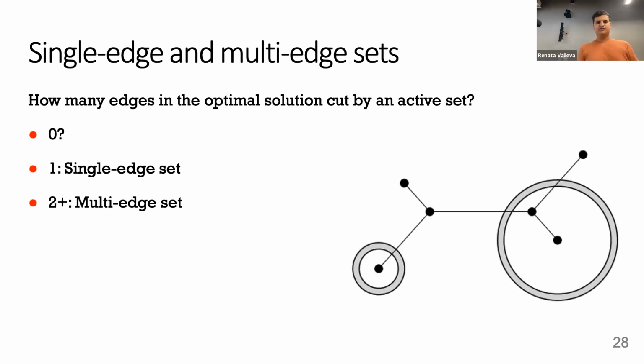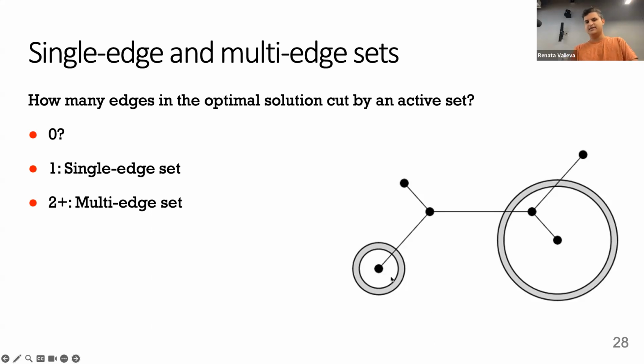And we introduce this notion of single edge and multi-edge sets, which we classify all the active sets that can color around them by how many edges of the optimal solution are incident to the active set. So how many edges of the optimal solution are cut by that set. It may be 0 for some active sets, but we don't care about that in the rest of our analysis. And we define single edge sets as the ones that cut only one edge of the optimal solution, and multi-edge sets as the ones that cut 2 or more edges of the optimal solution.